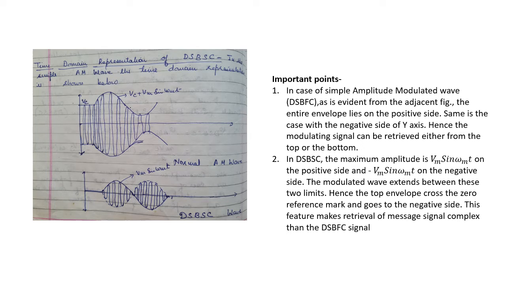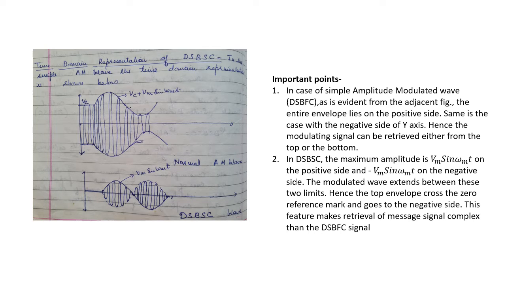In the earlier slide, we have seen the frequency domain representation of the double sideband suppressed carrier amplitude modulated wave. Now we will study the time domain representation of DSBSC. Time domain representation means on the x-axis we take time, and on the y-axis we take the instantaneous value of voltage of the signal.